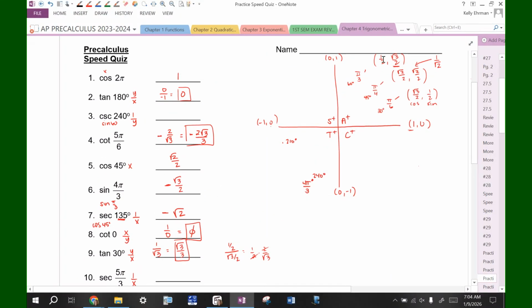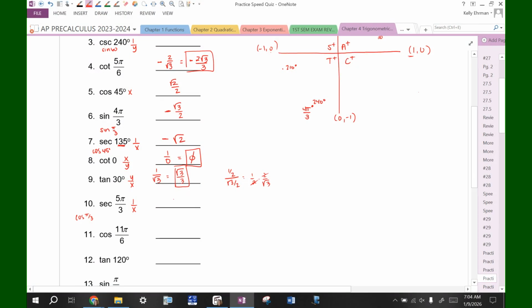So cosine of pi over 3 is 1/2, but we're flipping that to be 2. And then check positive or negative. This is in quadrant 4. 5 pi over 3 is down here. All right, so cosine is positive down there, and therefore secant is as well.